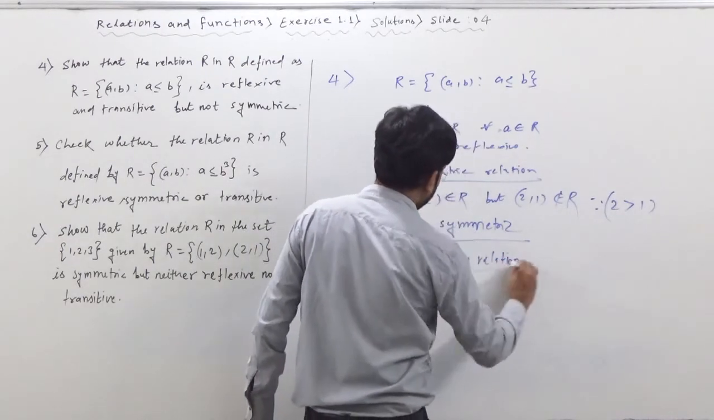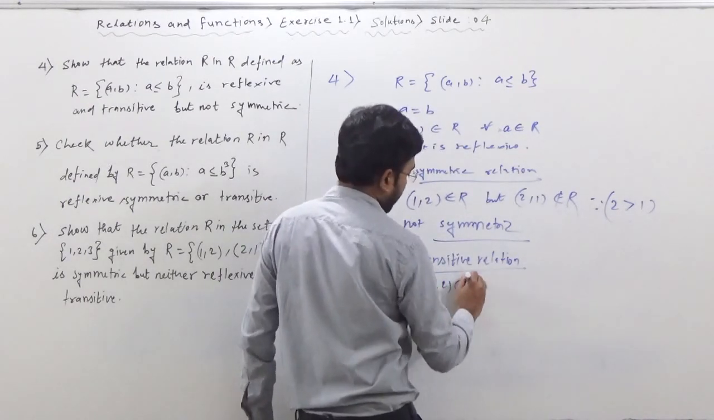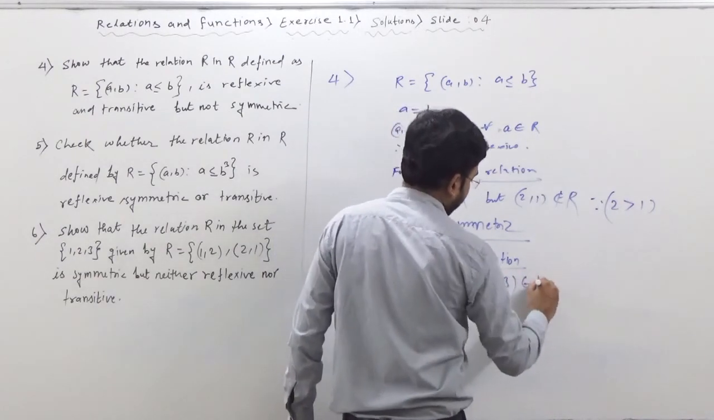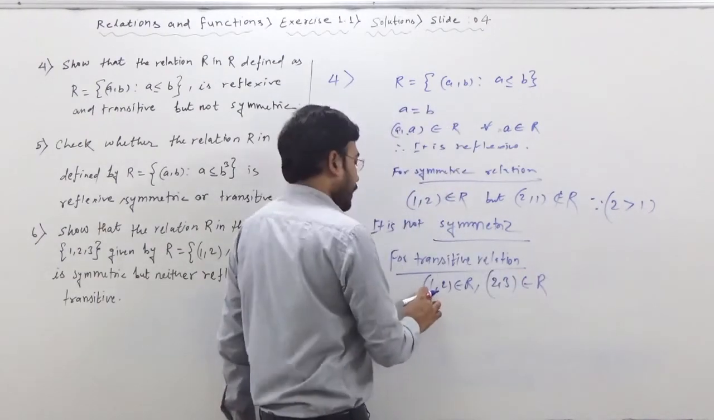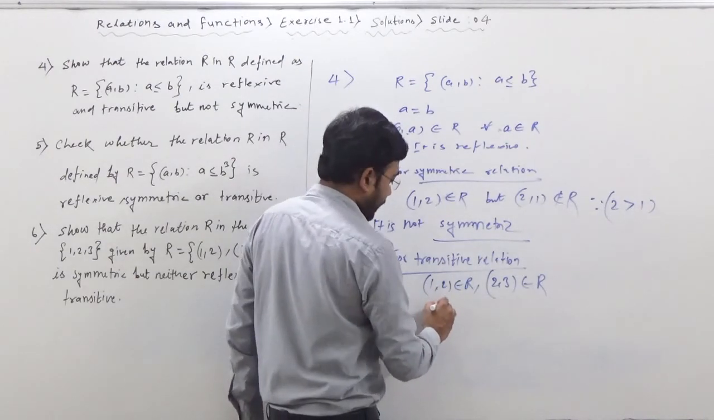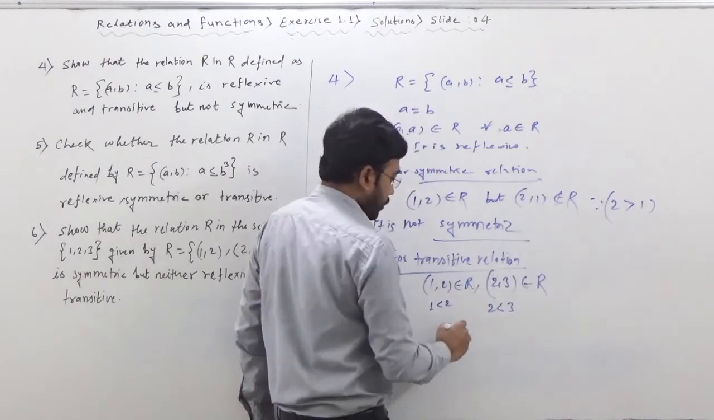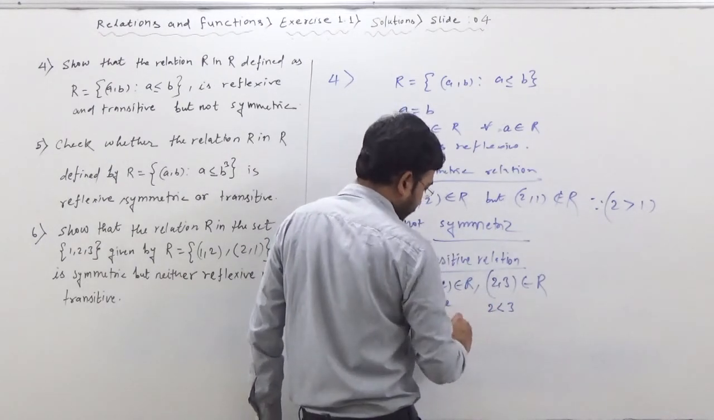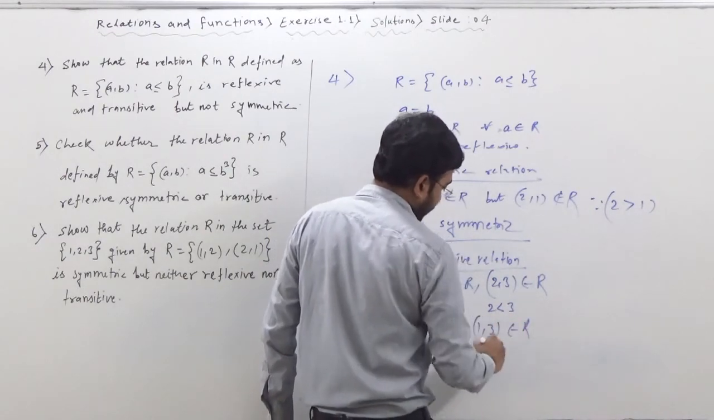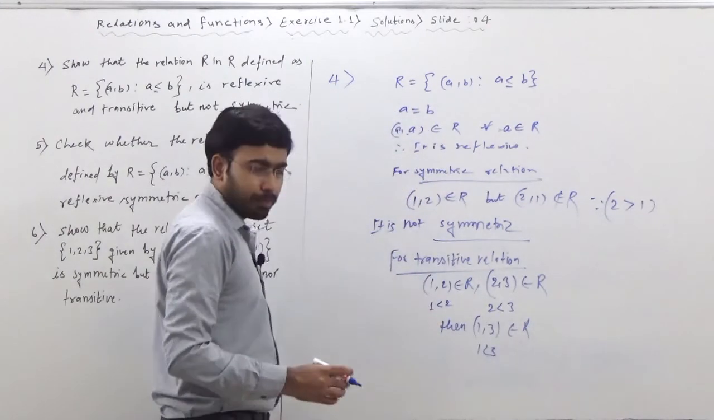Now when we are talking about transitive relation, what we have to check? If (1, 2) belongs to R, let us suppose (2, 3) is also belonging to R. Yes, it is possible now, because here 1 is less than 2 and here 2 is less than 3. So it is possible. So can we say then (1, 3) also will belong to R? Yes, 1 is again less than 3. So this is actually every time it is possible.